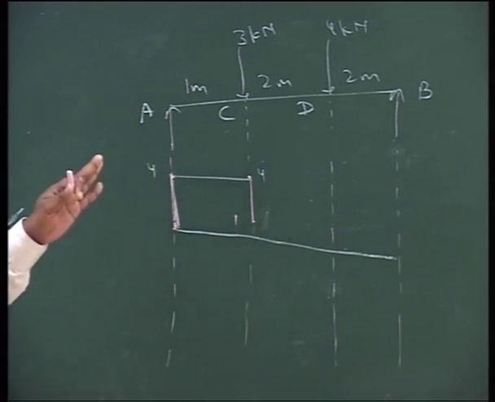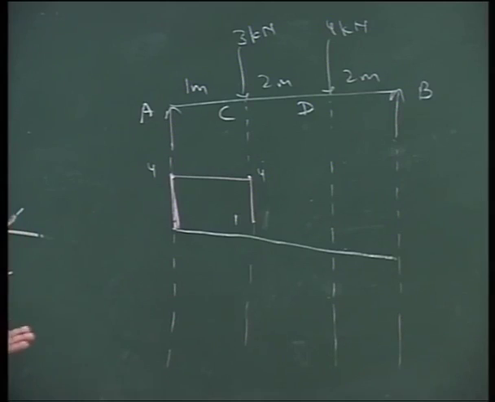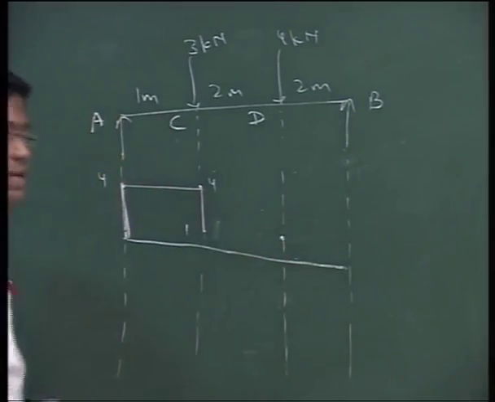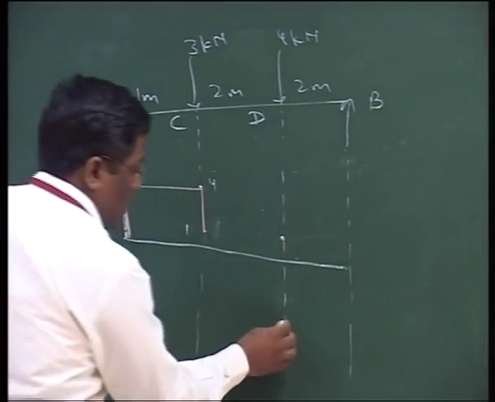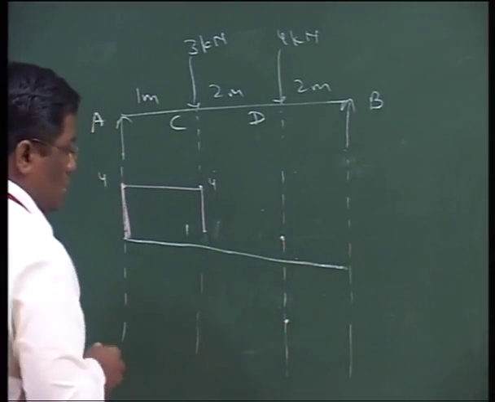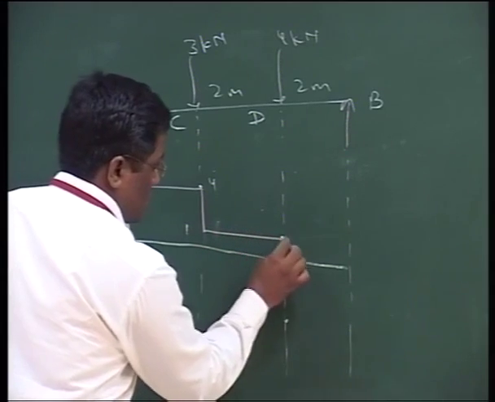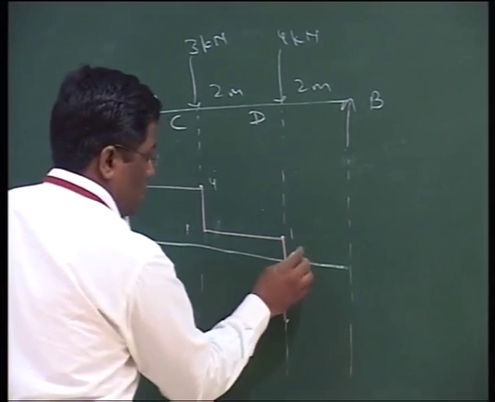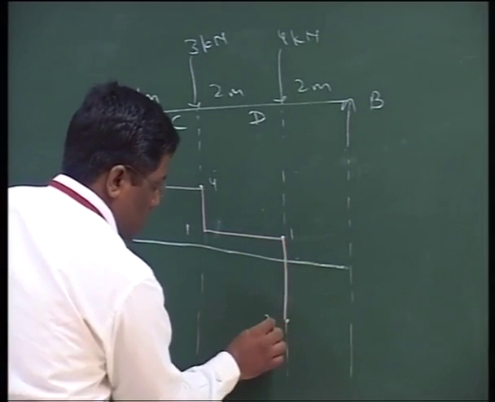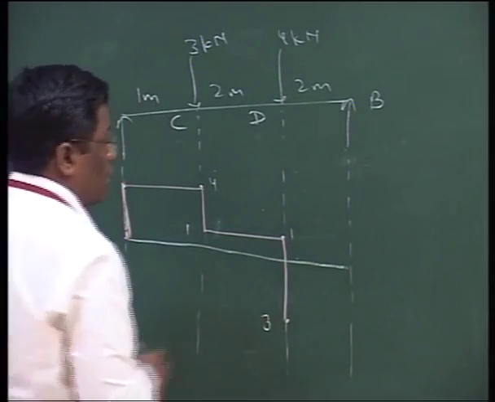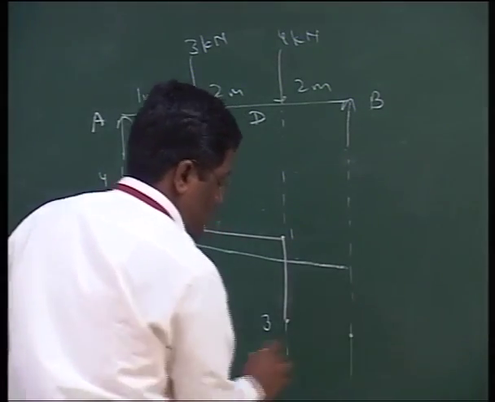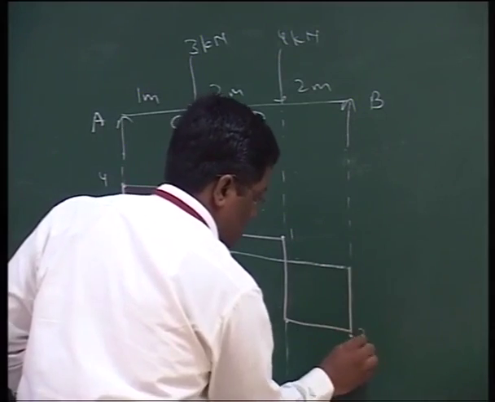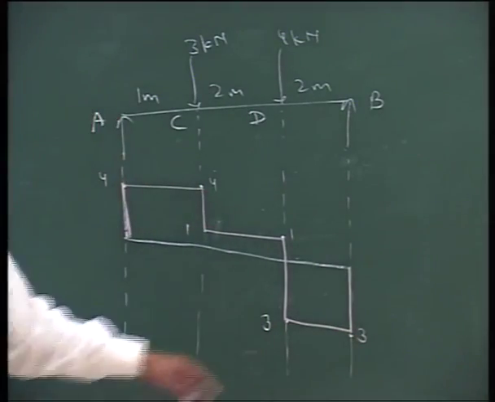Now at D point, we can see that FD left was plus 1, whereas FD right was minus 3. That means here it is. So now we can stretch this line like this. This value is 1 and this value is 3 and FB is also minus 3. So that means this. There is no need to write minus 3 here.